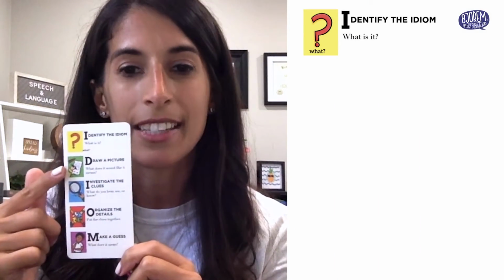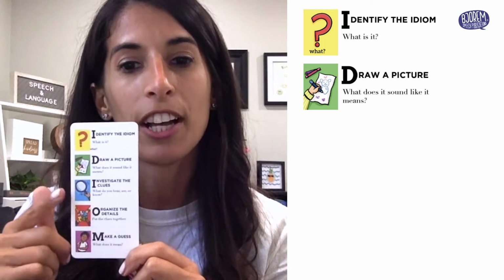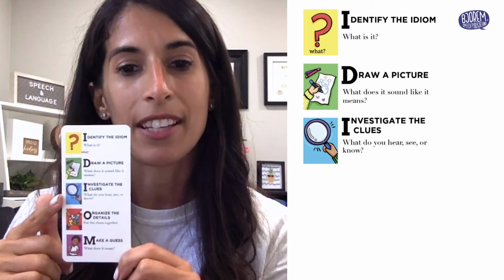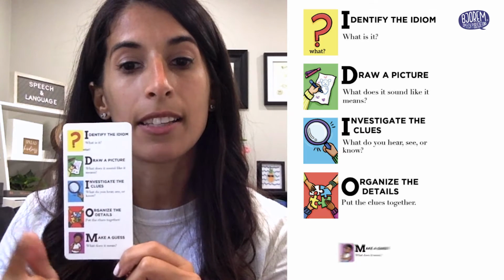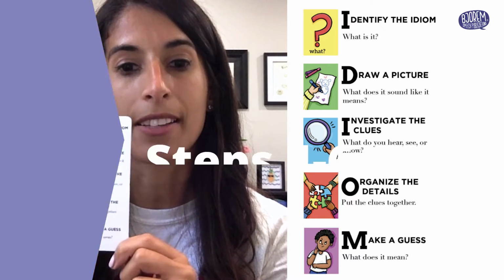Each time you use this strategy, you're going to use a closed procedure. So for example, I stands for identify the idiom. D stands for draw a picture. I stands for investigate the clues. O stands for organize the details. M stands for make a guess.